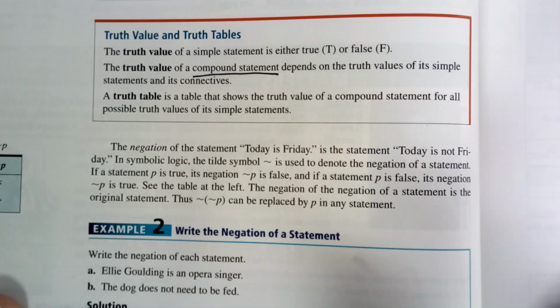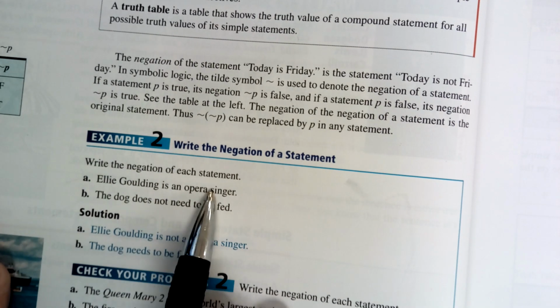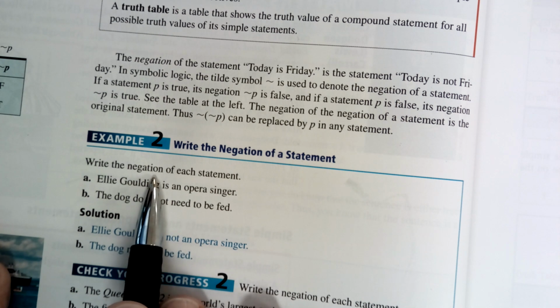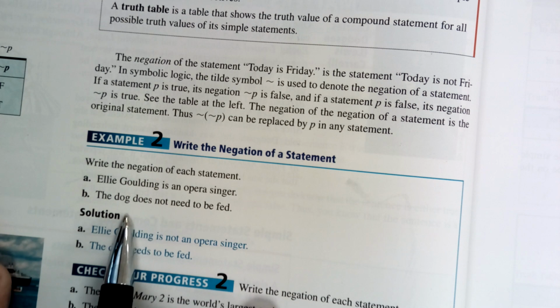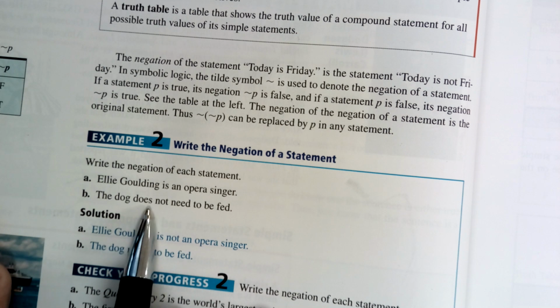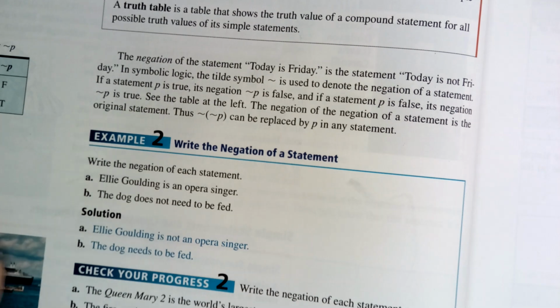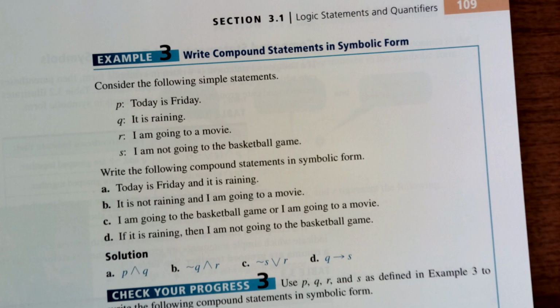Okay, so down here, let's take a look. This person is an opera singer. The negation is this person is not an opera singer. The dog does not need to be fed. So the negation would be the dog does need to be fed. Okay? Let's keep moving. Example 3.